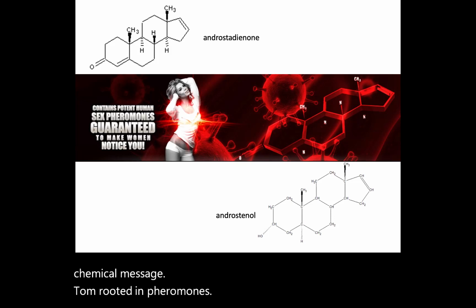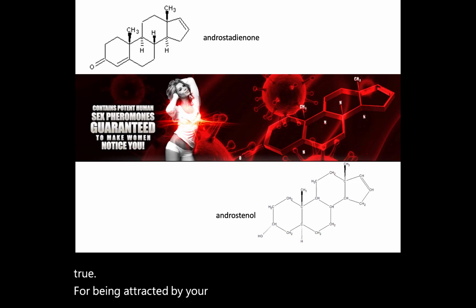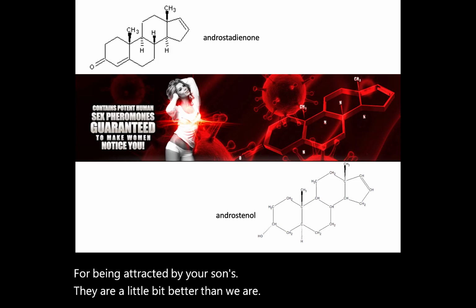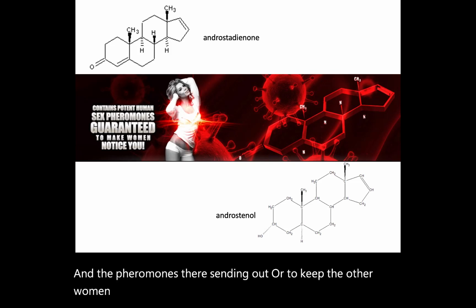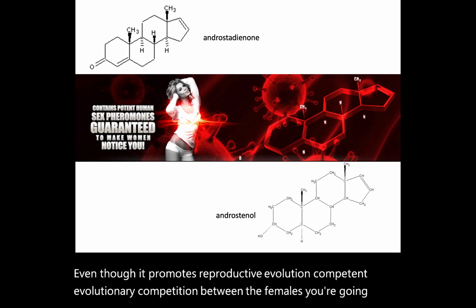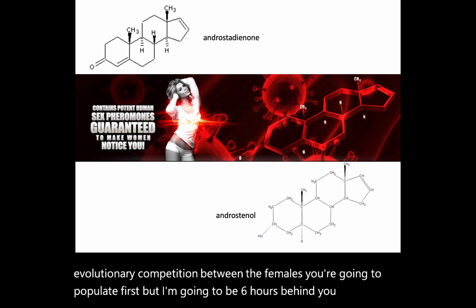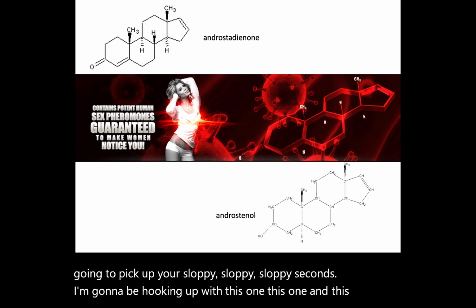We secrete the pheromones to get the women because they don't care what we look like. Well, maybe that's not completely true. They're being attracted by your scent because they're a little bit better than we are. And the pheromones they're sending out are to keep the other women at bay, even though it promotes reproductive evolutionary competition between the females. You're going to ovulate first, but I'm going to be 6 hours behind you, and I'm going to pick up your sloppy seconds. I'm going to be hooking up with this one, and this one, but you can have that one, and that one.